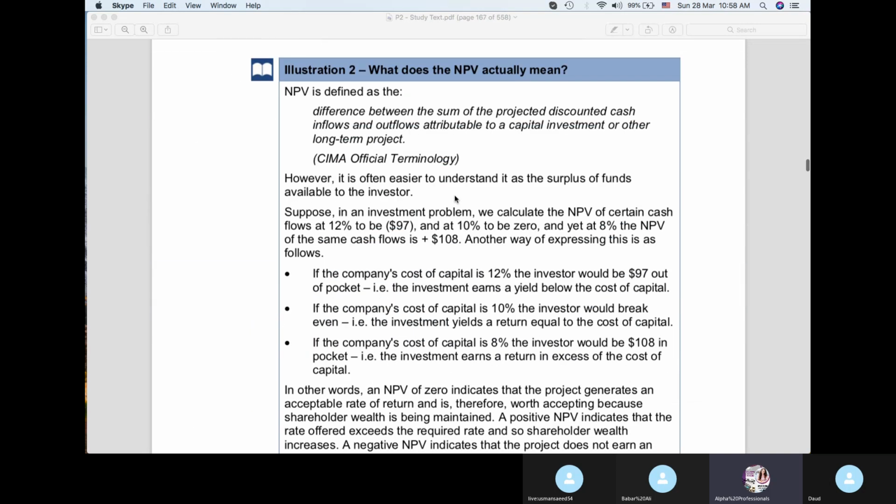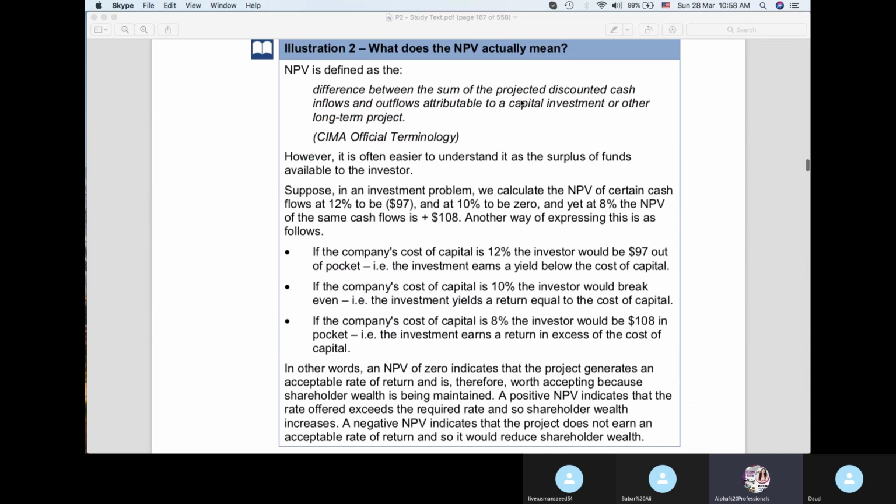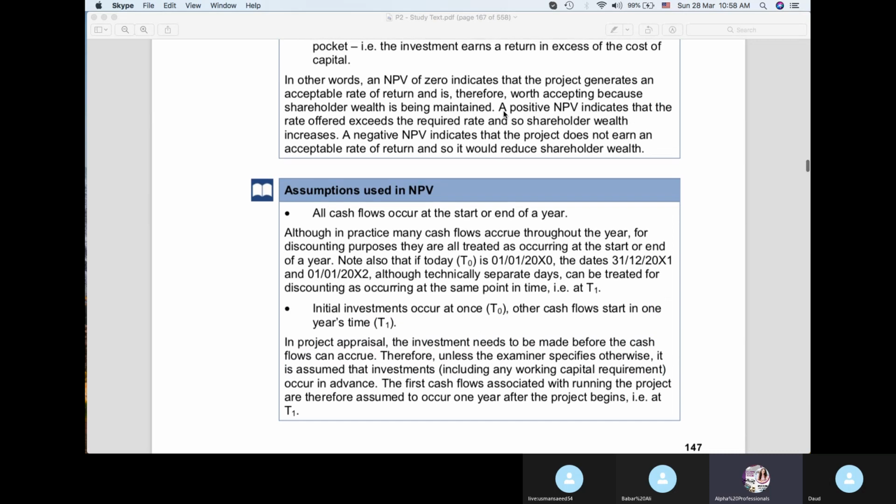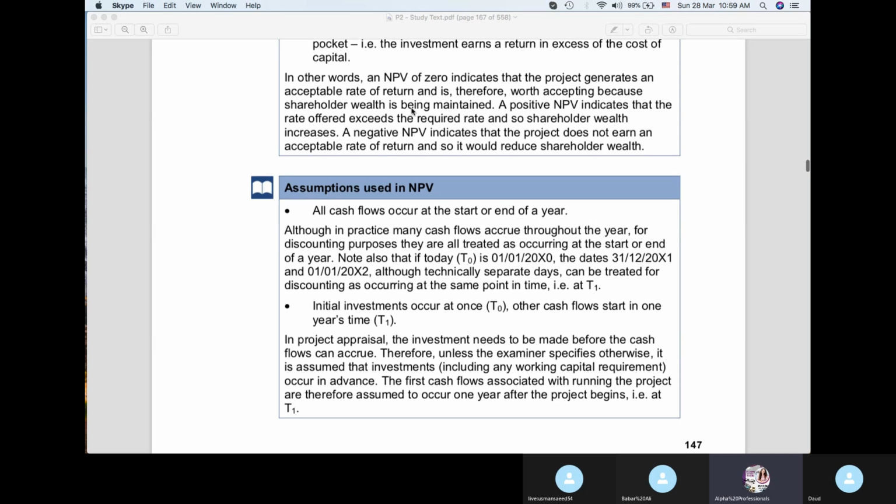So what does the NPV actually mean? It is the difference between the sum of projected discounted cash inflows and outflows attributable to a capital investment or other long-term projects. So it has just been explained a little bit more. In other words, an NPV of zero indicates that the project generates an acceptable rate of return. Acceptable, I mean, it is meeting the requirement of the required rate of return of your creditors and your equity or the shareholders, right?